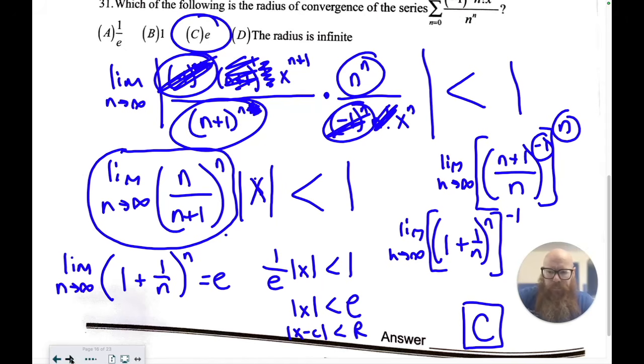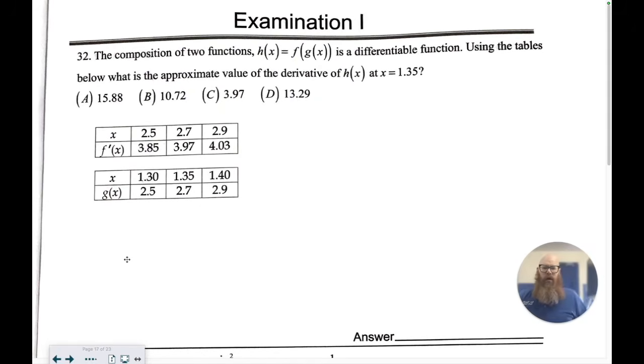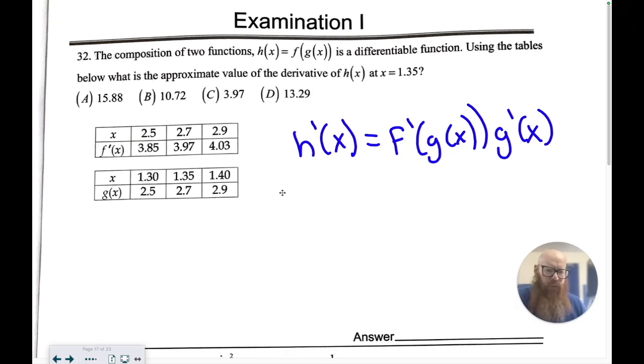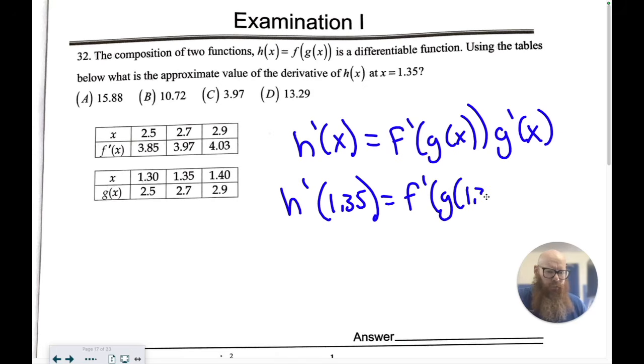All right. Let's move on to number 32. So we have a composition of functions, and using the table, what is the approximate value of the derivative of h of x at 1.35? So let's first find the derivative of h. So h prime of x is going to be the chain rule. So we have f prime of g of x times g prime of x. And then if I want to find h prime of 1.35, that is f prime of g of 1.35 times g prime of 1.35.